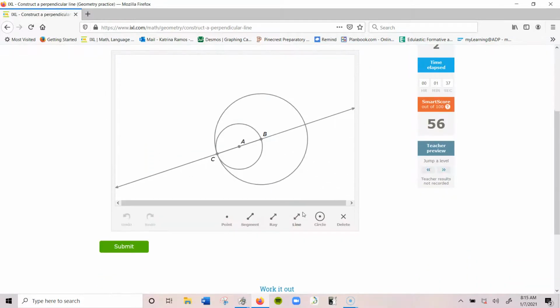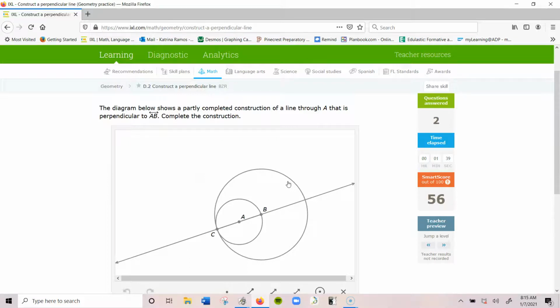Now here we have to complete the construction. So we want to construct the perpendicular line that goes through A. So you're going to have the point A, and then you're going to have these 2 points on either side. So we see that there is a circle that connects those 2 points. Then we have one big circle on the outside, and that big circle has a radius of BC.